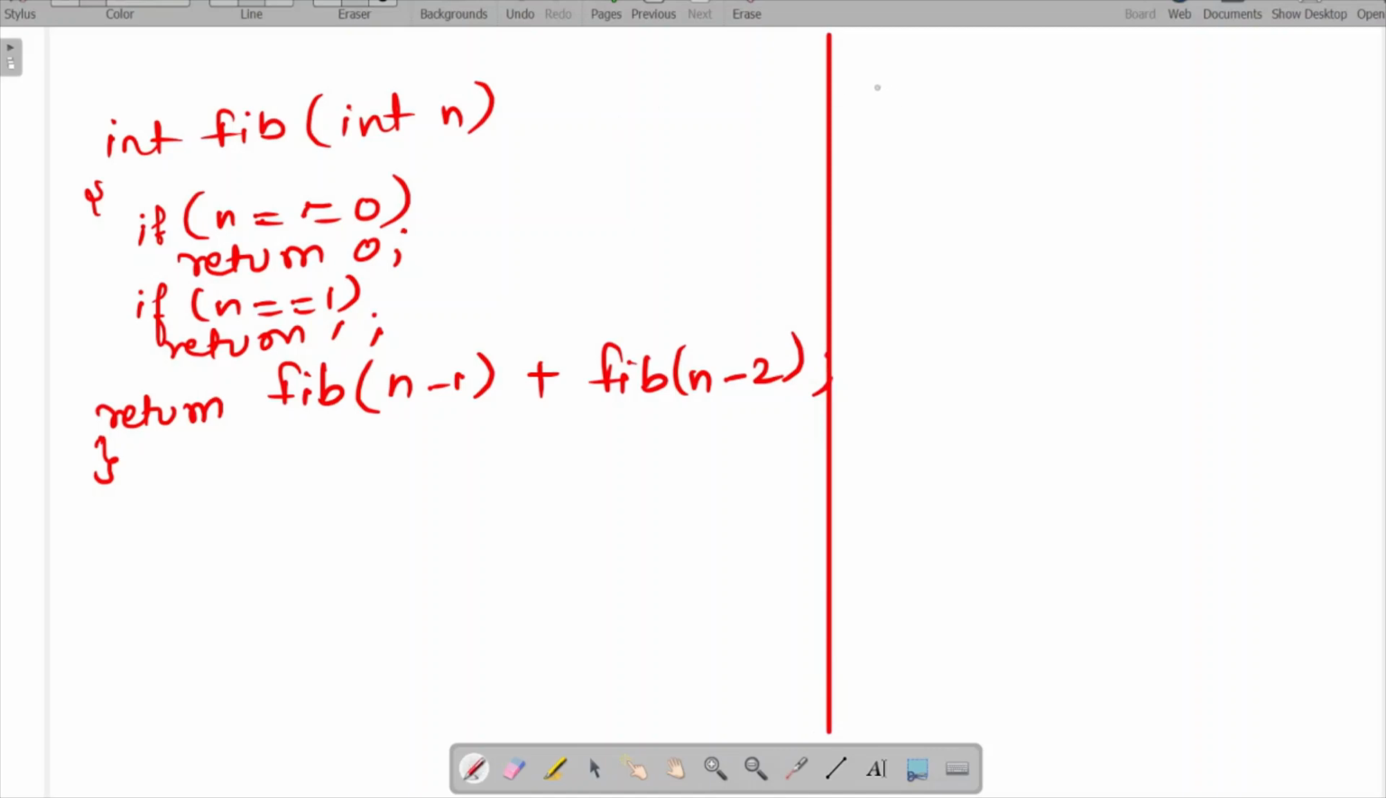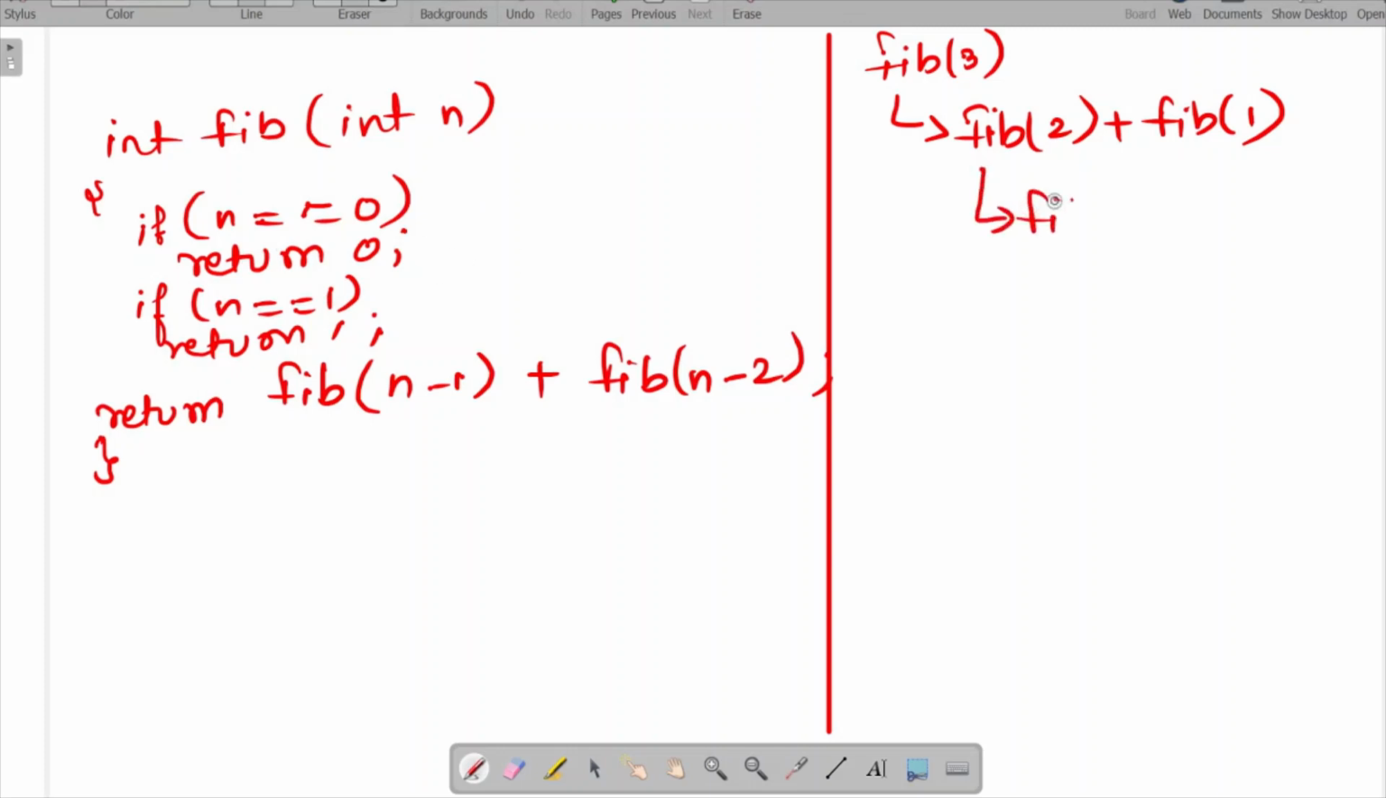So in this case, let's consider an example where we are calling fib of 3. When we call fib of 3, it will check n is not 0, n is not 1. So it will execute this statement. It will call fib of 2 plus fib of 1. Now for fib of 2, it will again check these two conditions: n equals 0, n equals 1. Both of them are false. So it will again call fib of 1 plus fib of 0.